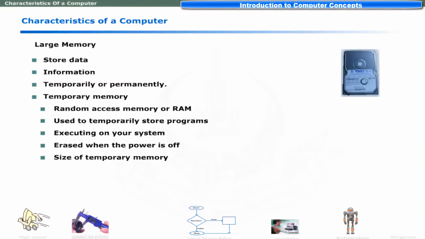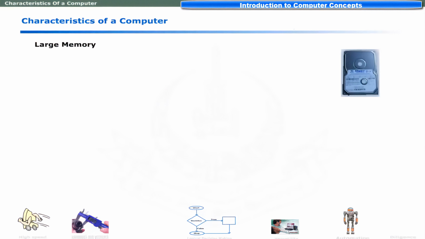Normally, the size of temporary memory is measured in terms of kilobytes and megabytes. Most modern computers and special graphics computers have large memories in multiples of gigabytes.